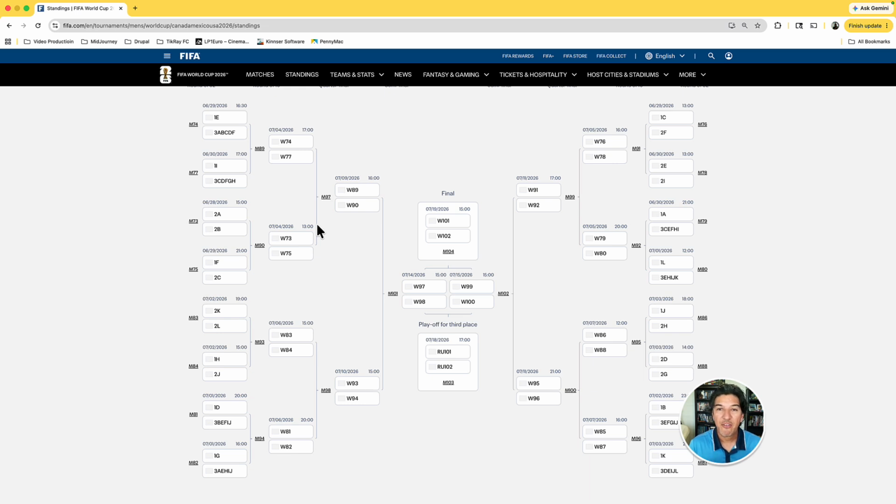One of the things that FIFA wants to do is make sure that the brackets are evenly rated. They don't want one bracket to be stronger than the other. They don't want the best teams to be all in one bracket. So they're going to move teams around in order to create a more balanced tournament. That's what that criteria means.